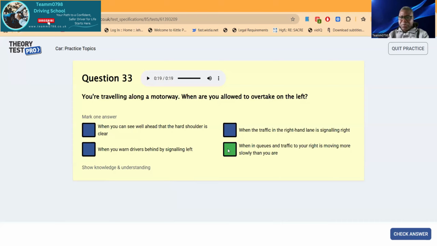Okay. So when in queues and traffic to your right is moving slower than the one you are in, the left lane is the only reason why you should undertake, or overtake on the left. Okay, that's the only reason. All the other reasons are wrong.